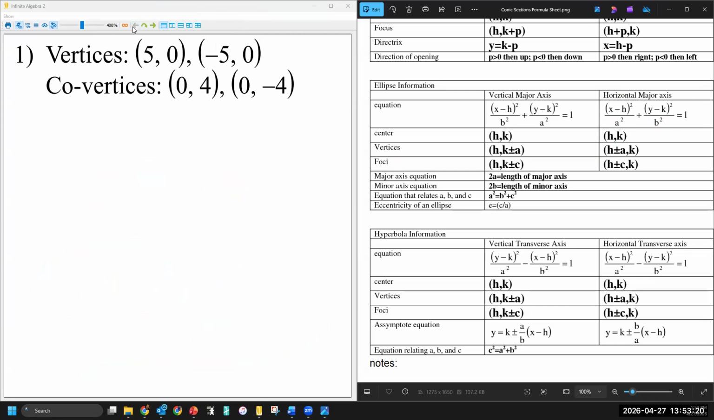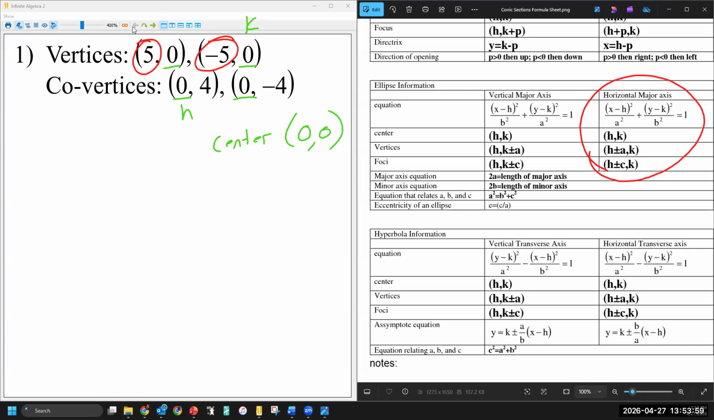For this one, well, what value is changing? So we're always going to start off with what value is changing? Well, it's the X. The X is changing. So that tells me it's got to be horizontal. Well, what's not changing? For vertices, it's 0, which has to be equal to K because it's in the Y spot. And for covertices, it's also 0, which has to be H. So I know that the center is 0, comma, 0. The center is the origin.